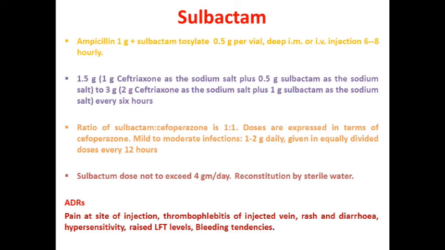You also have, as I told you, combinations of sulbactam plus cefoperazone, and here the ratio of these two drugs is 1:1. So doses are expressed in terms of cefoperazone. For mild to moderate infections, you can give 1 to 4 grams, equally divided into 12 hourly. So you can give the sulbactam cefoperazone combination, again a substitute, I should say, for ceftriaxone. Now remember that whatever the case, ampicillin, ceftriaxone or cefoperazone, when you add sulbactam, you should not exceed its dose more than 4 grams daily.